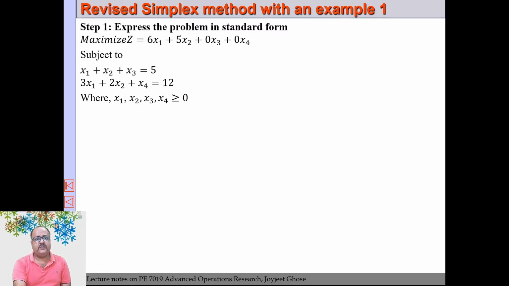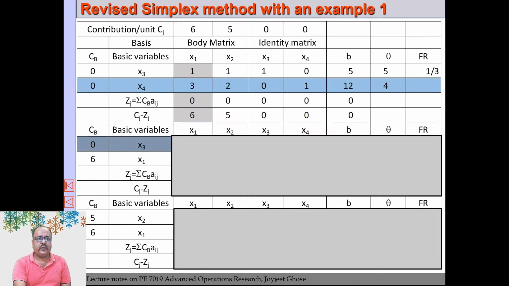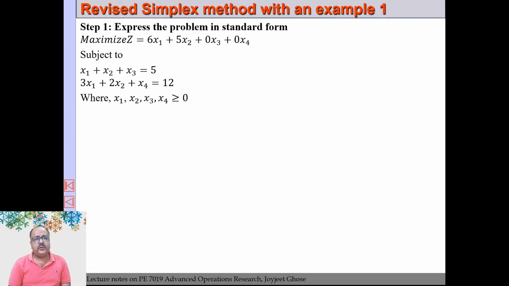We have introduced two slack variables x3 and x4, and x1, x2, x3, x4 are greater than or equal to 0. So this will be solved by revised simplex method. Now, before we solve by revised simplex method, we will solve this by the conventional method, and while solving by revised simplex method, I will correlate both methods so that you get a clear concept of the conventional method and the revised simplex method. So first we'll solve it by the conventional method.